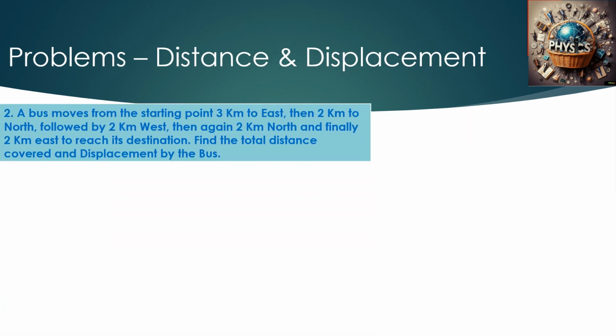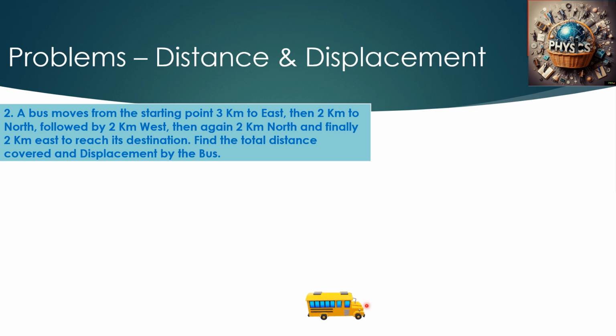So let us attempt the second problem, wherein a bus moves from the starting point 3 kilometers to east, then 2 kilometers to north, followed by 2 kilometers to west, and then 2 kilometers north again, and then finally 2 kilometers to east to reach its destination. And the ask is to find the total distance covered and the displacement by the bus. In these kinds of cases, it is always better to draw a diagram to visualize the whole thing.